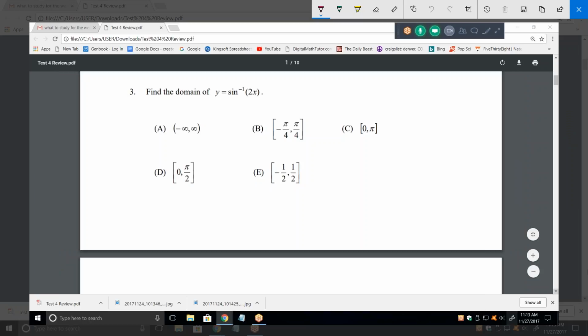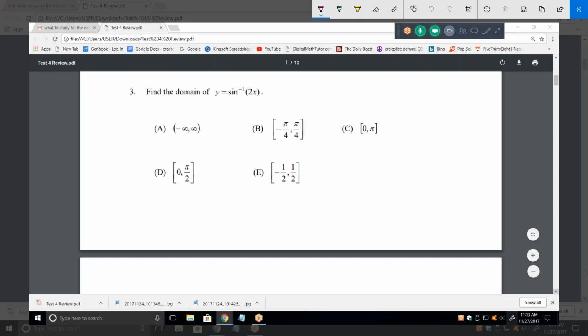I'll go back and examine the answers after I get through a few of these. And if I've made any mistakes, I will re-examine the problems and get back to you later on it. But for now, I'm just going to go with my answer. And again, number 3 is a question about domain.